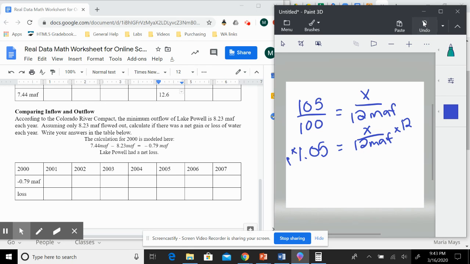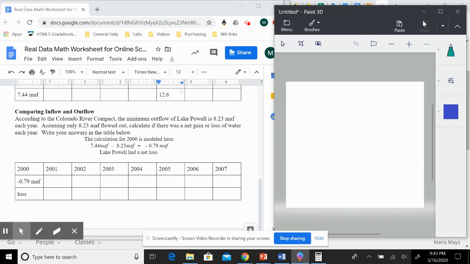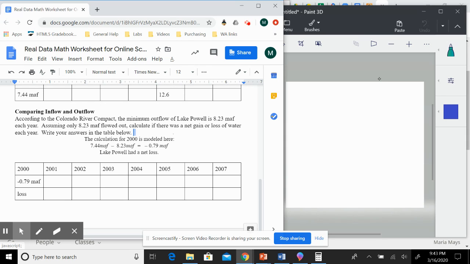While I'm clicking that, comparing the inflow and the outflow. Now we know what our inflow was that year. We want to compare how much went out that year to see, did the lake get more water in it? Was it a gain of water in the lake? Or did we use more than was put into it by rain? So assuming we have an 8.23 million acre feet outflow, we want to calculate net gain or net loss. This one is really easy.